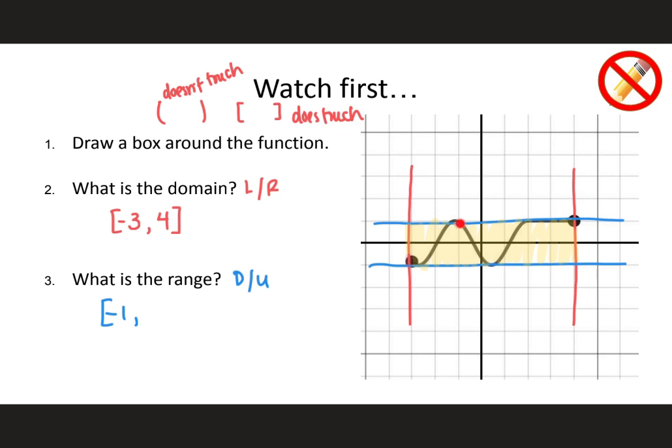The highest my graph goes is right here, and that's 1. And again, we're hitting our graph at 2 points right here and here. So that's going to go to 1. So we'll use a bracket.